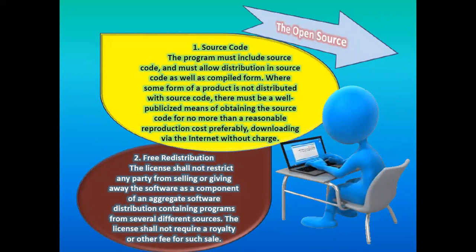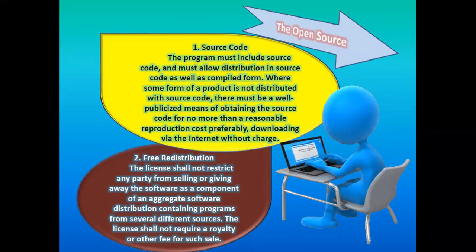We have number one, source code. The program must include source code and must follow distribution in source code as well as compiled form. Where some of the product is not distributed with source code, there must be a well publicized means of obtaining the source code for no more than a reasonable reproduction cost, preferably downloading via the internet without charges. Now, source code has to be available. What is the source code? Source code is the program that runs your software. So according to open source software, it must be accessible.